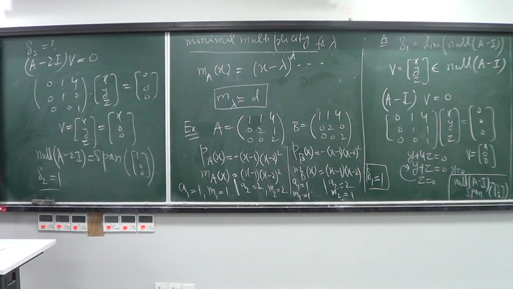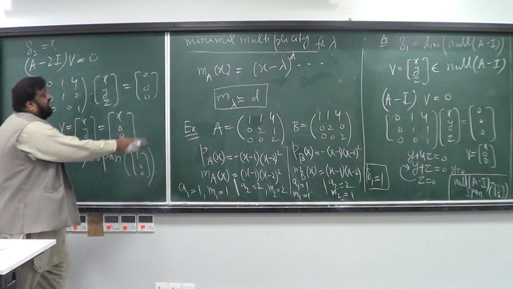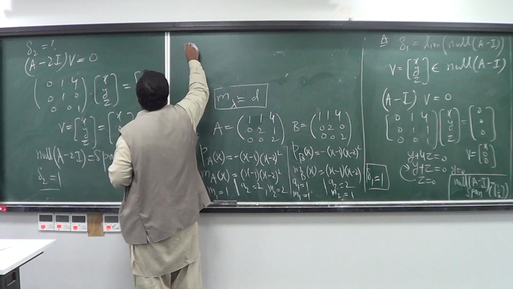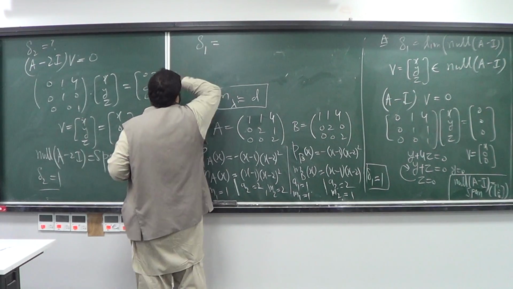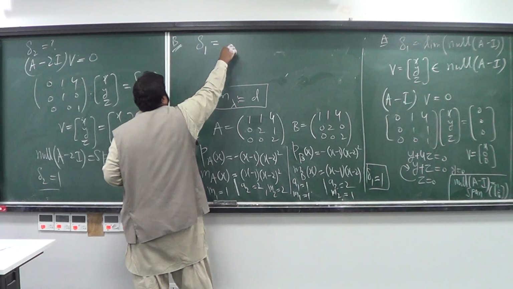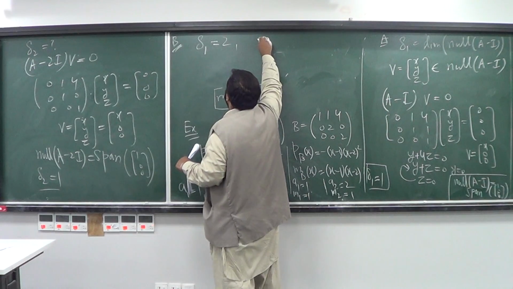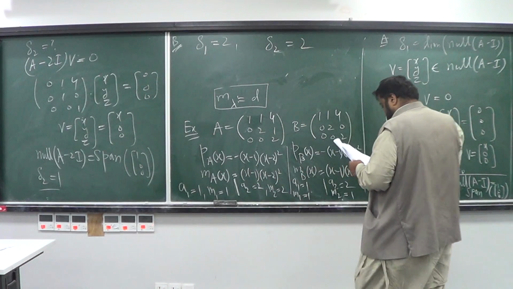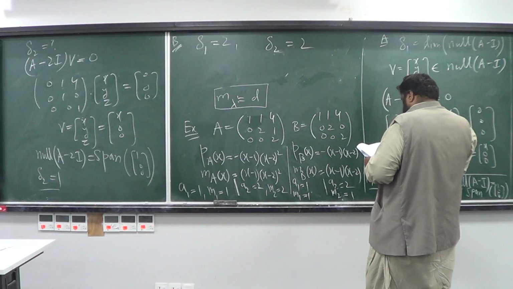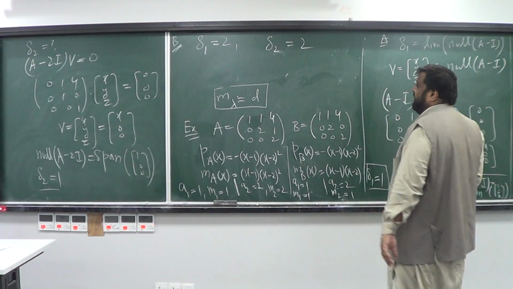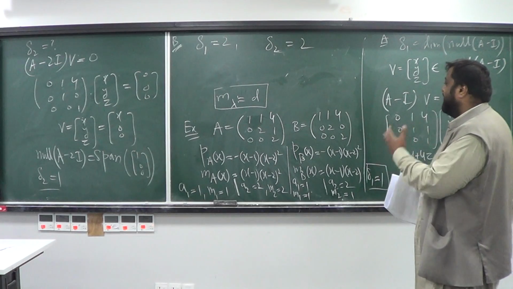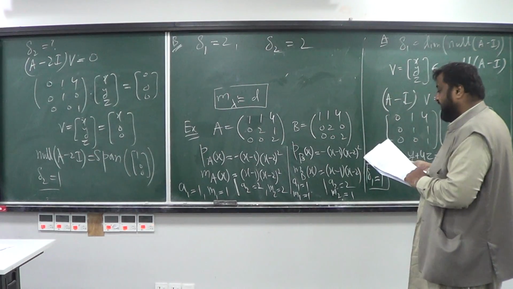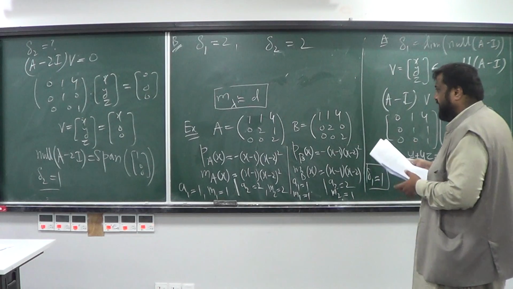How about B? I'm not going to repeat the calculation for the matrix B, I'm just mentioning it. When you compute for matrix B, you can verify that for eigenvalue 1 the geometric multiplicity turns out to be 2, and the geometric multiplicity for the eigenvalue 2 is also 2. So that's how you compute the different kinds of multiplicity. It's not difficult. Using the minimal and the characteristic polynomial, it is really easy to find the different kinds of multiplicities of the matrices.